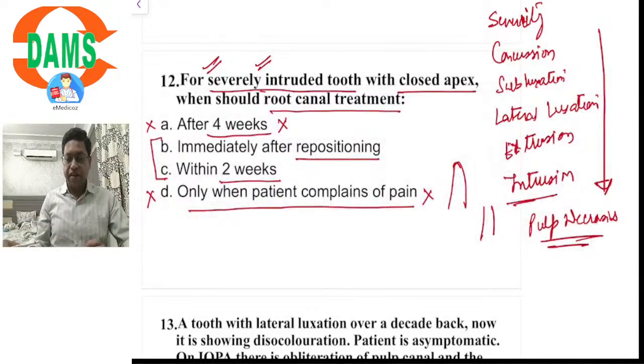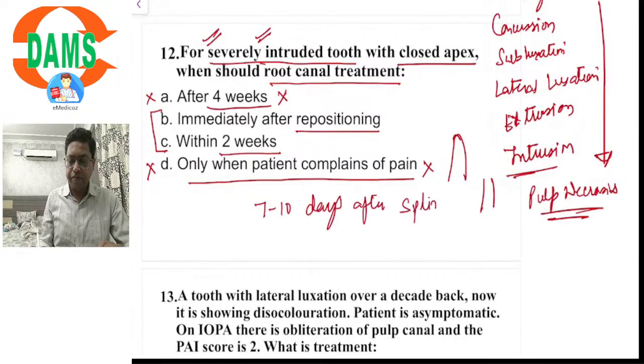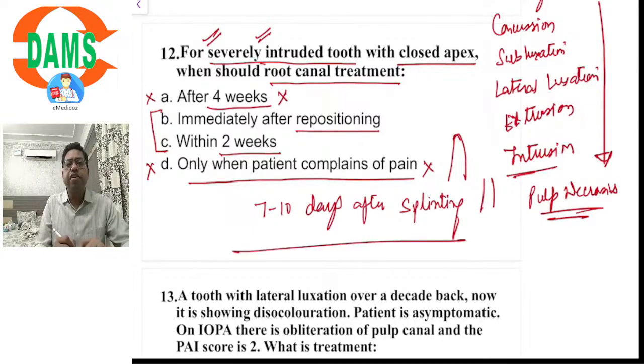Sorry for the technical snag. Normally, the time frame is 7 to 10 days after splinting. 7 to 10 days after splinting, we initiate the root canal therapy. So, within 2 weeks is the best possible answer to this question. Okay, 7 to 10 days within 2 weeks. C. I hope all of you understand.